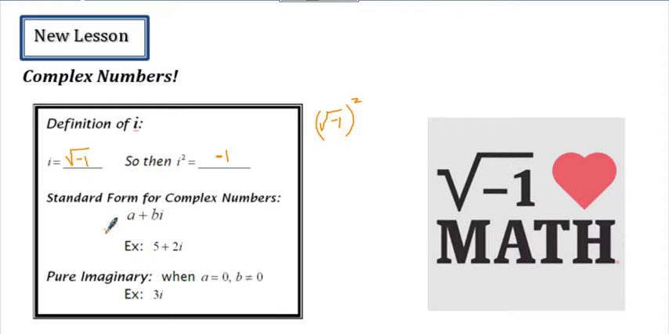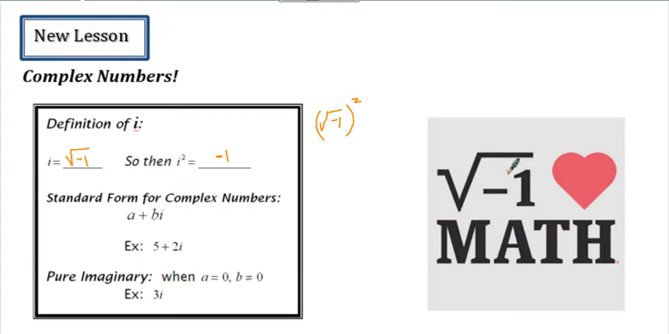Again, we discussed this last time. The standard form for complex numbers is some constant plus another number times the imaginary component. So this has 5 as the real component and 2i as the pure imaginary component. And together that's your complex number. Pure imaginary is when you don't have this a component, when you just have 3i. That's pure imaginary.